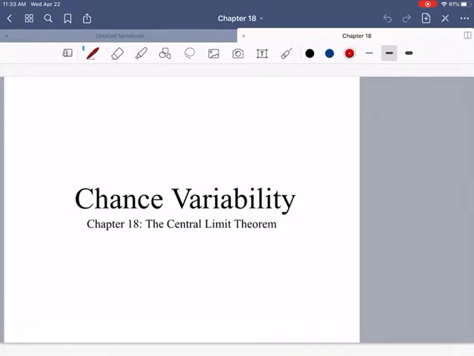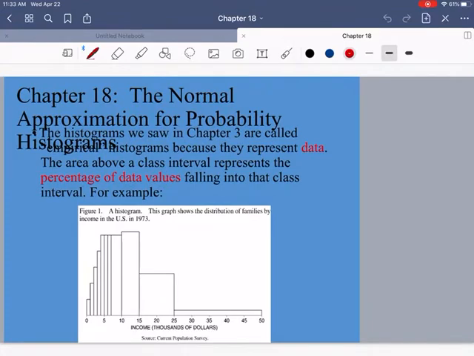So we talked about the law of averages when we looked at coin tossing and said as you toss a coin more and more, the percent of heads is going to get closer and closer to 50%. Central limit theorem is similar to that, but it's referring to the normal curve.